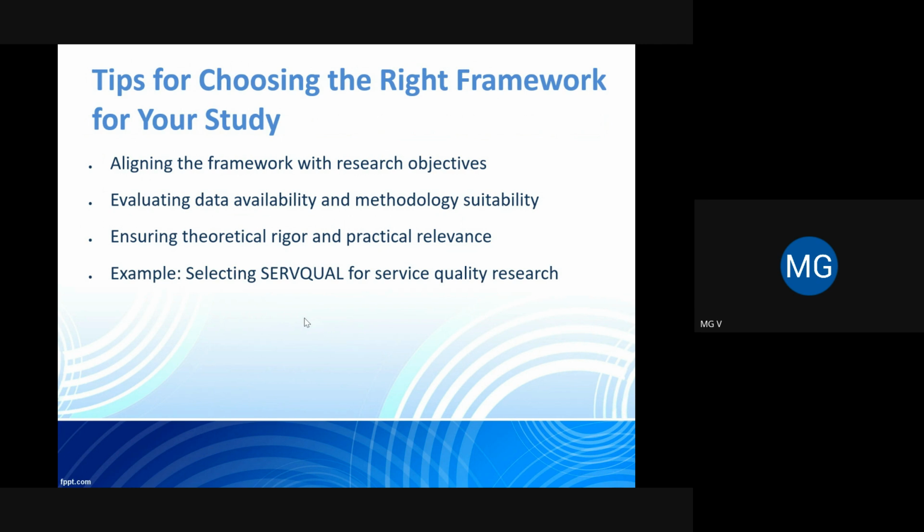Now, tips for choosing the right framework for your study. Choosing the right framework requires alignment with research goals. Researchers must evaluate whether conceptual or theoretical frameworks best suit their study. Data availability and methodology suitability are key considerations. The framework should ensure theoretical rigor while addressing practical implications. For instance, SERVQUAL is an appropriate choice for assessing service quality in banking or healthcare sectors. The right selection enhances research validity and applicability.